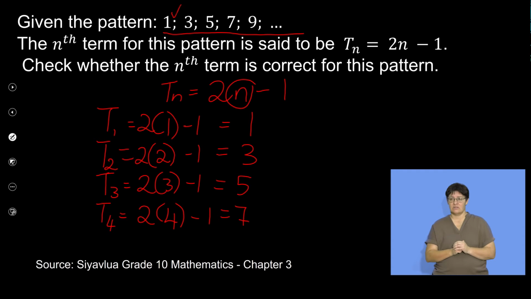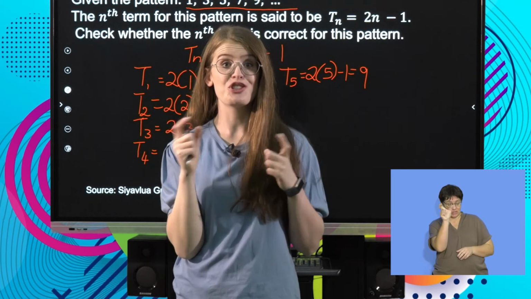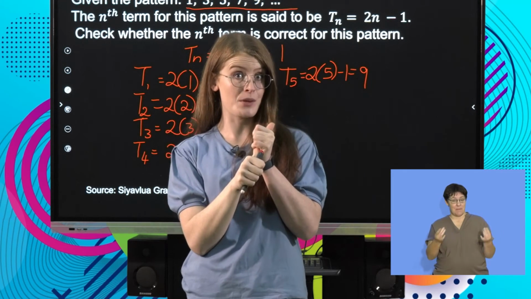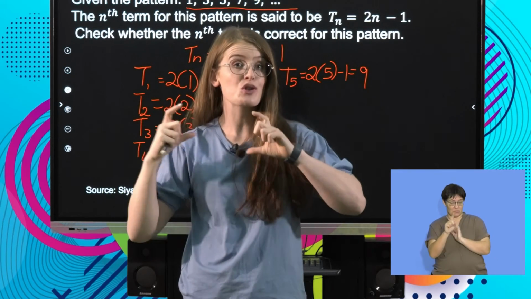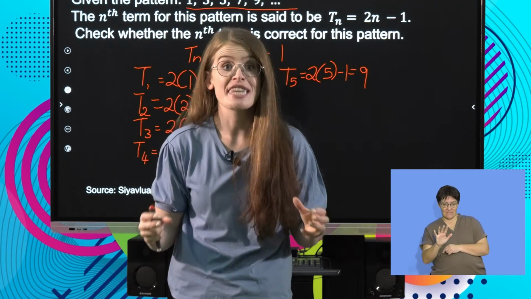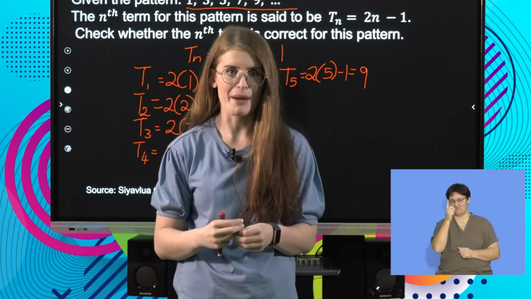So far I can see that 1, 3, 5, and 7 are correct. Last but not least, if I check term 5, I'm going to say 2 times 5 minus 1, which gives me 9. This is good news, because this means that when substituting in term numbers, n equals 1, 2, 3, 4, and 5, we could see that the general term matched my actual sequence. So that means that the general term is correct for that pattern.